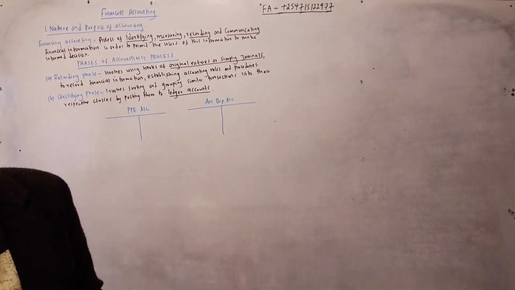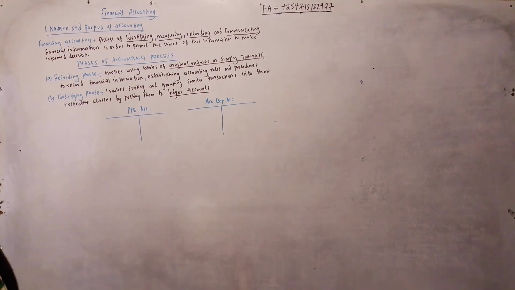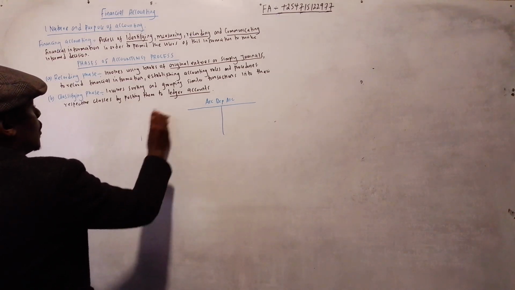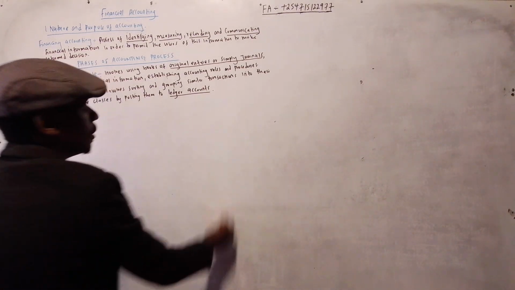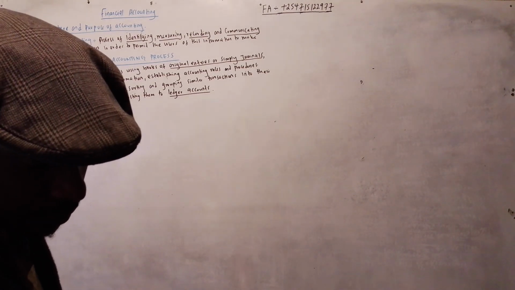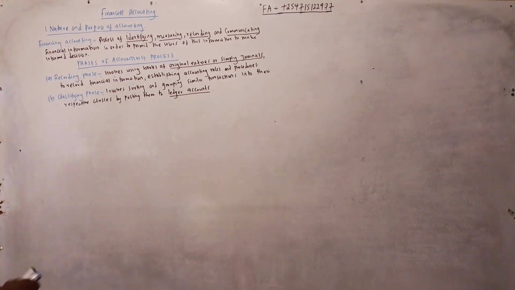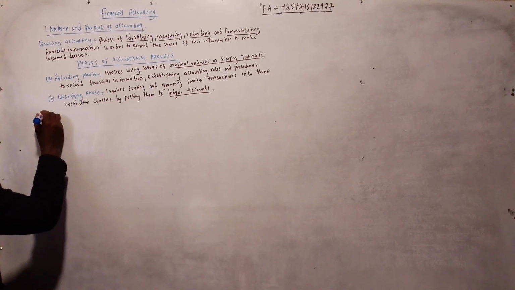We call it classifying. Then number 3, or C, is about summarizing.